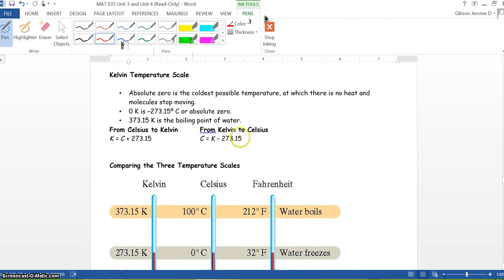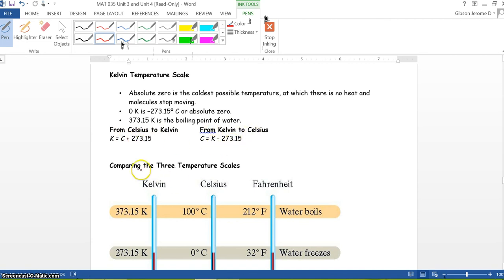Now we want to go to the Kelvin temperature scale. Absolute zero is the coldest possible temperature at which there is no heat and molecules stop moving. 0 Kelvin is equal to negative 273.15 degrees Celsius, or absolute zero. 373.15 Kelvin is the boiling point of water. From Celsius to Kelvin, and from Kelvin to Celsius.